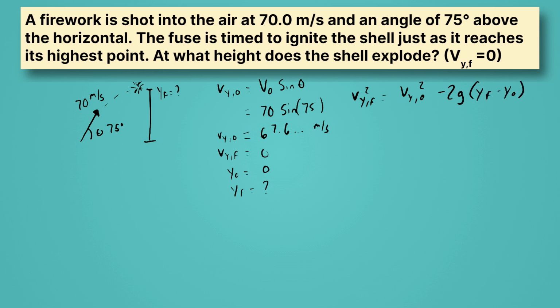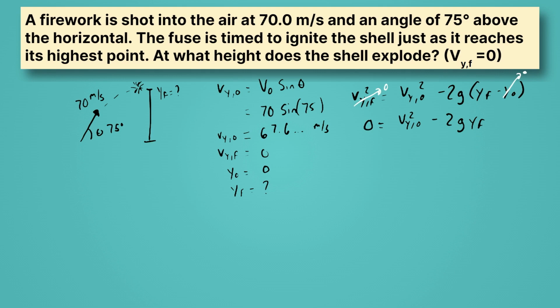And in this case, some of these variables we already know are 0. For example, the final velocity is going to be 0, and we know the initial position is 0. That simplifies our equation right away to 0 equals velocity in the y, initial squared, minus 2gyf, because that y0 just fell out. And what we want to do now is to try to isolate y final. That's what we're actually looking for, is this guy right here.